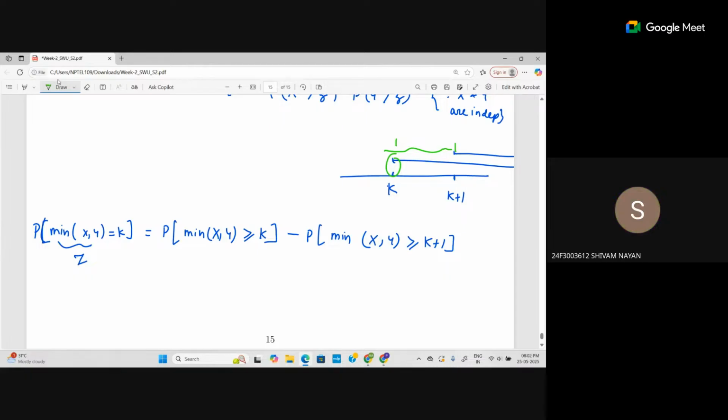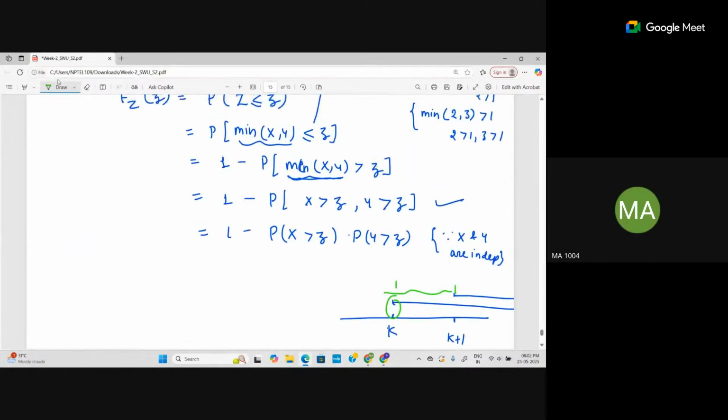Ma'am, and when it is less than or equal to, meaning the probability that the minimum of x comma y is less than or equal to k, then what will we do? So that's what we have done. The minimum of x comma y is less than or equal to some value. You can find it in this way: 1 minus the probability that the minimum is greater than z, and then you can find the cases, or like this, the joint and then their marginal.